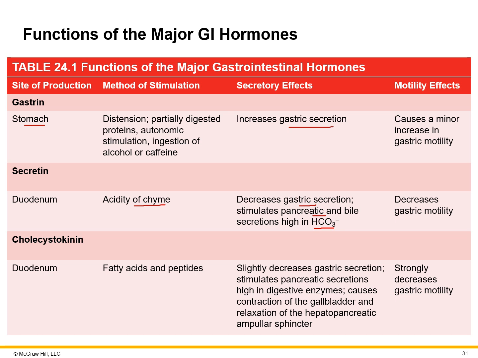And then CCK is also released by the duodenum. This slightly decreases gastric secretions, but it stimulates pancreatic secretions that help with the breakdown of food, also contracts the gallbladder and helps relax the sphincters to allow for a decrease in gastric motility, just allowing more time for the food to be broken down. So secretin and CCK are both decreasing motility, while gastrin is going to have a slight increase on the motility.